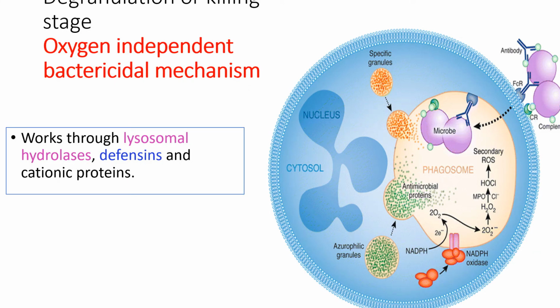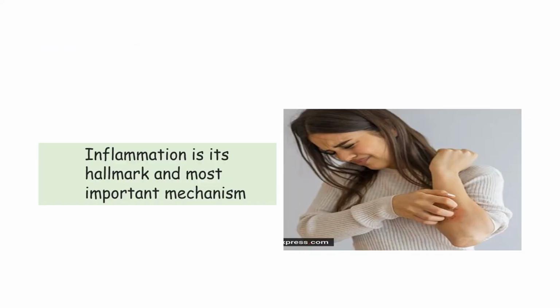Next is an oxygen independent bactericidal mechanism, where it works through lysosomal hydrolysis, defensins and the cationic proteins which are present in the granules of these neutrophils. They are released upon the entry of a microbe, and you can see the resulting mechanism has led to the death of these pathogens.